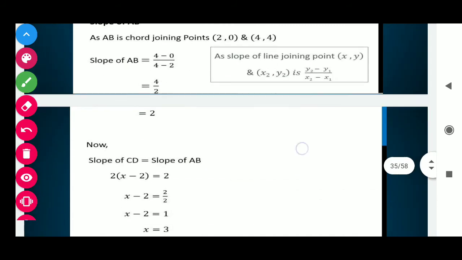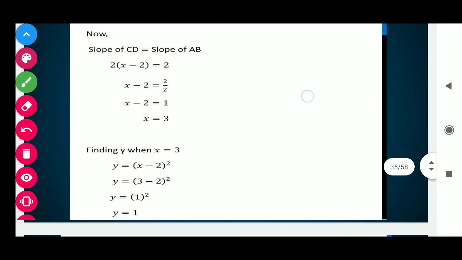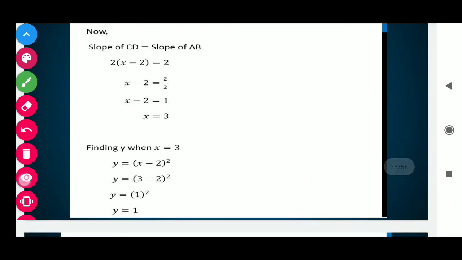Now students, here the slope of CD is equal to the slope of AB. So by solving this, the 2s will cancel out and we get x equals 3. Now this is the point, x equals 3, but this is only the abscissa. We need to find the ordinate as well. And as I told you in the previous question, if the tangent meets a curve at one point, that is the contact point. So students, that contact point lies on the line as well as on the curve.